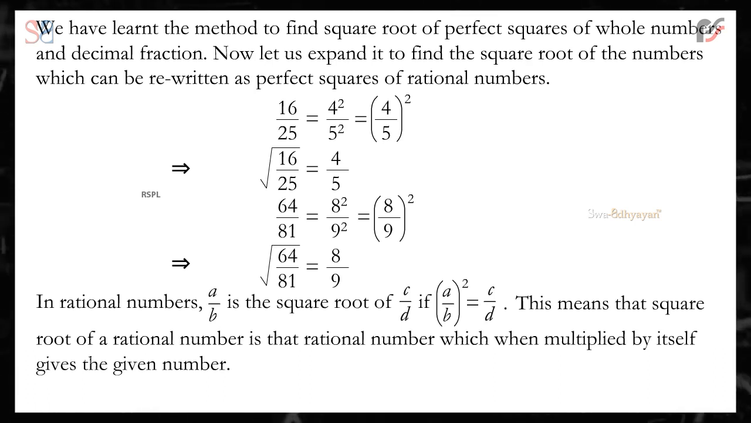In rational numbers, a/b is the square root of c/d if (a/b)² is equal to c/d. This means that the square root of a rational number is that rational number which, when multiplied by itself, gives the given number.